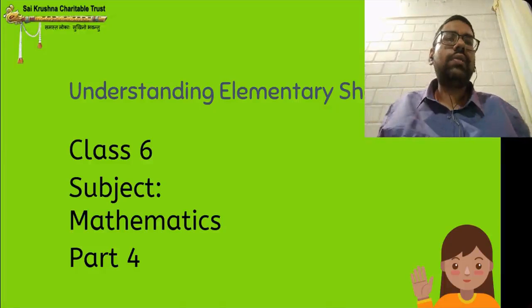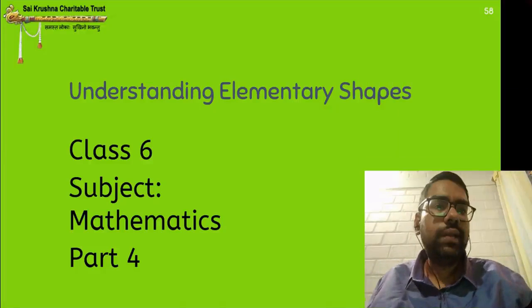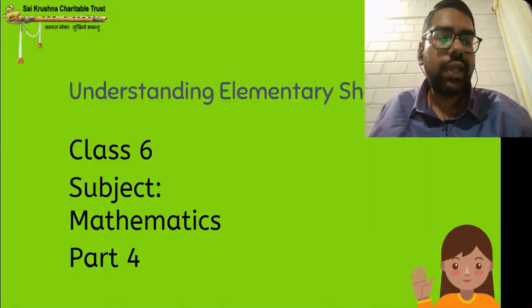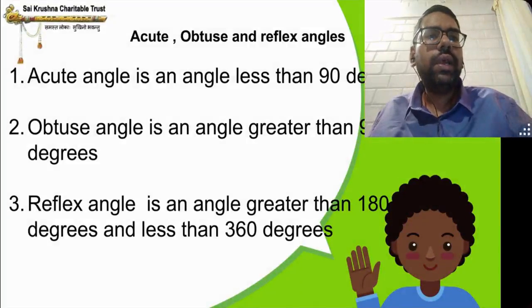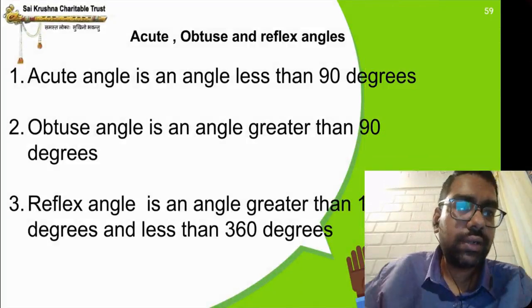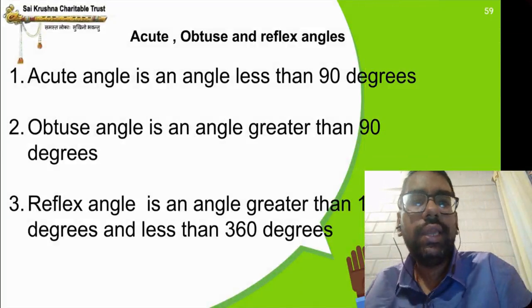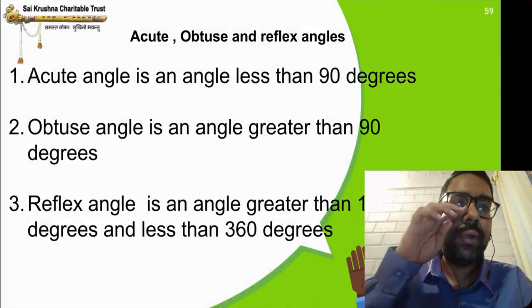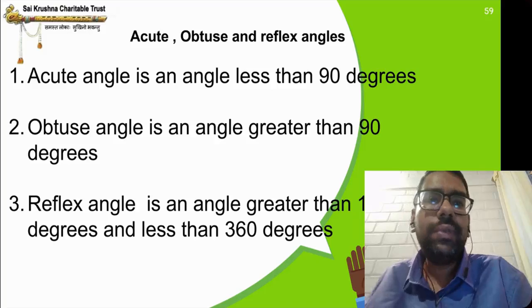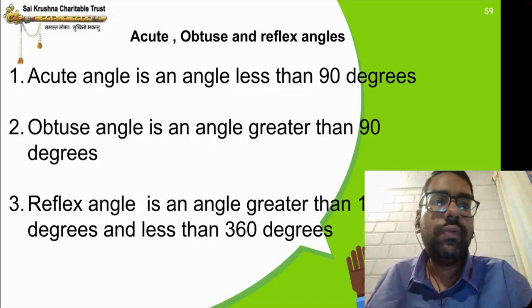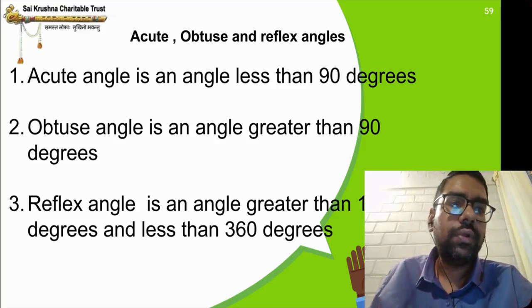Okay, children, what we'll do? Understanding shapes, part 4. Now, we learned what an angle is in the previous session. What is an angle? An angle is formed when two rays meet at a point. So, OA and OB may be two rays. OA and OB intersect at a common point O. So there will be an angle formed, that is AOB.